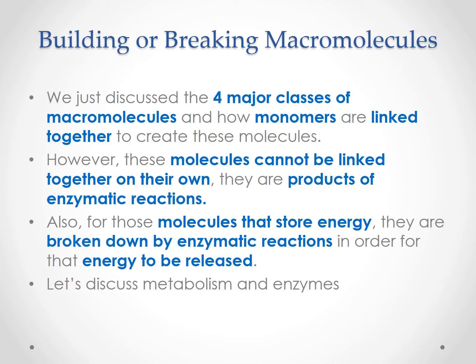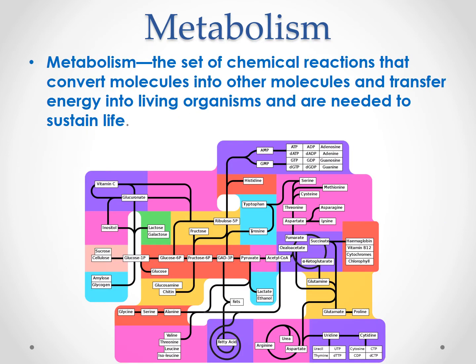So we talked about these four classes of macromolecules, and we have these monomers linked together, but these linkages don't just happen on their own. If we waited for them to happen on their own, it would take a really, really long time. We have molecules that store energy, and sometimes we need to harvest that energy, for example, like the fats, if we need to break those fats down and get the energy that's found in those fats. And so we use enzymatic reactions to break down molecules or put molecules together. So we're going to talk about metabolism now and then just briefly talk about enzymes.